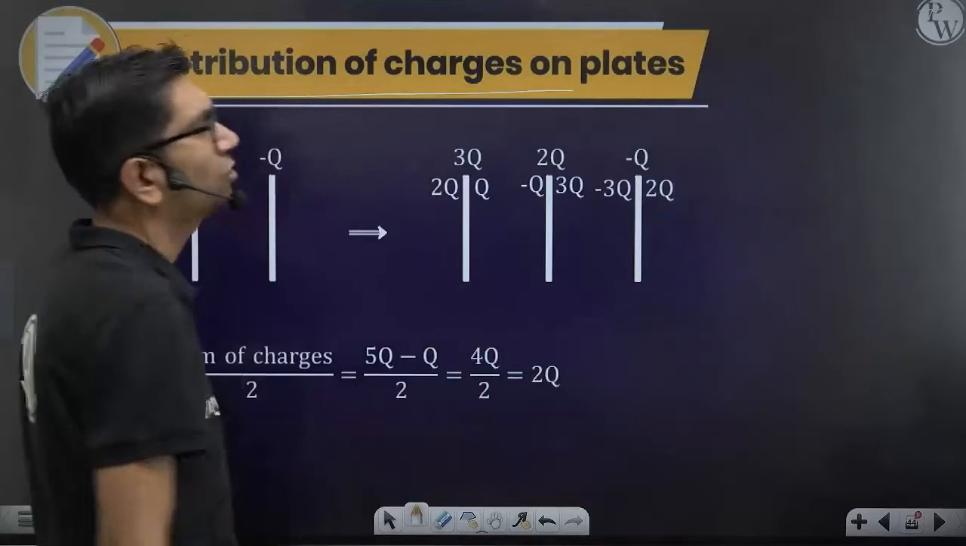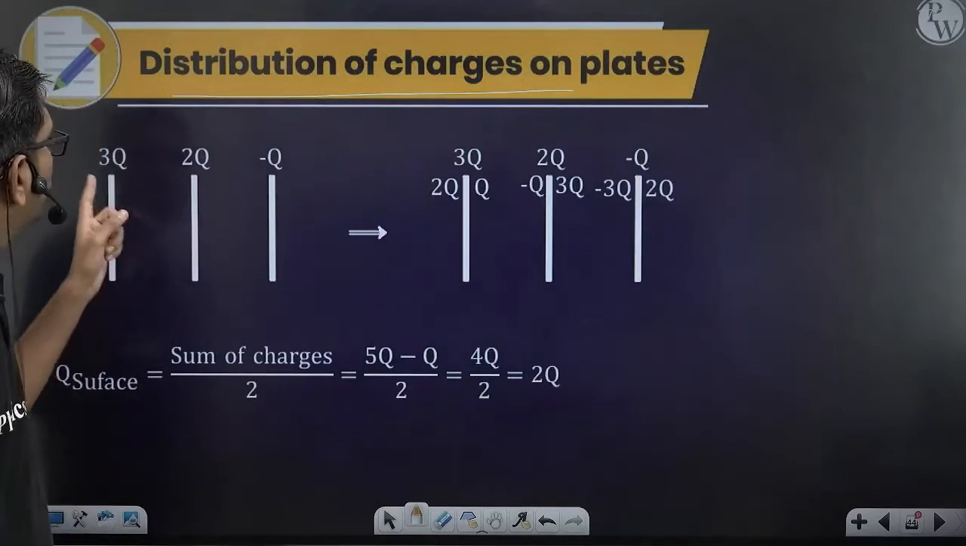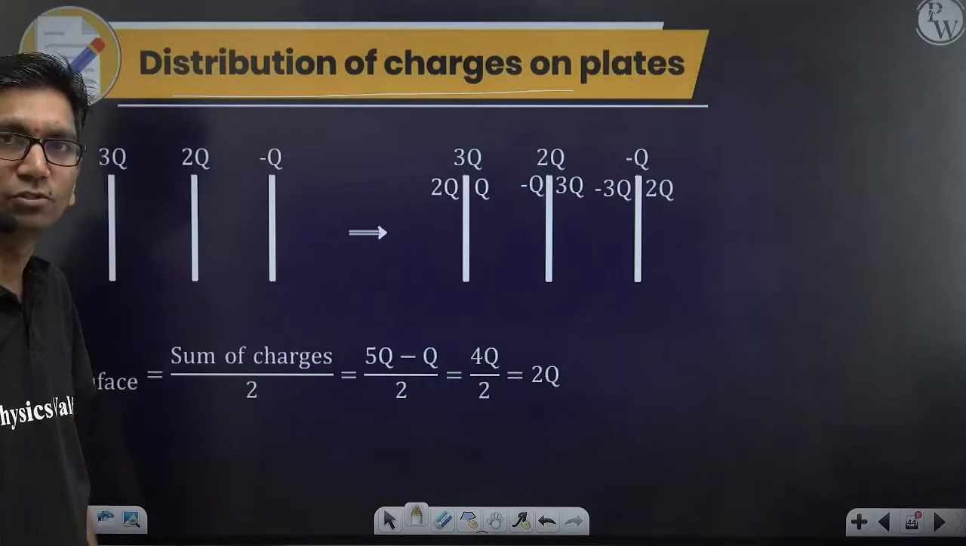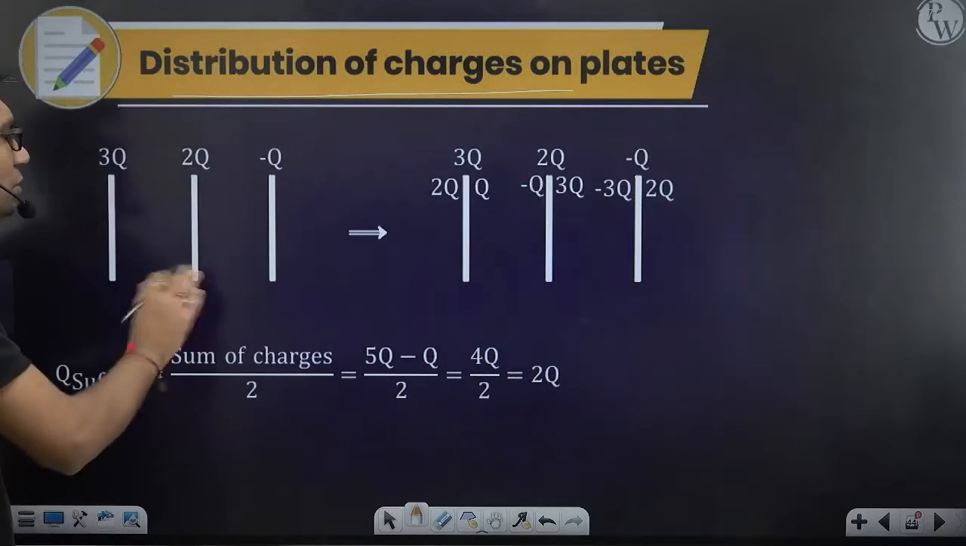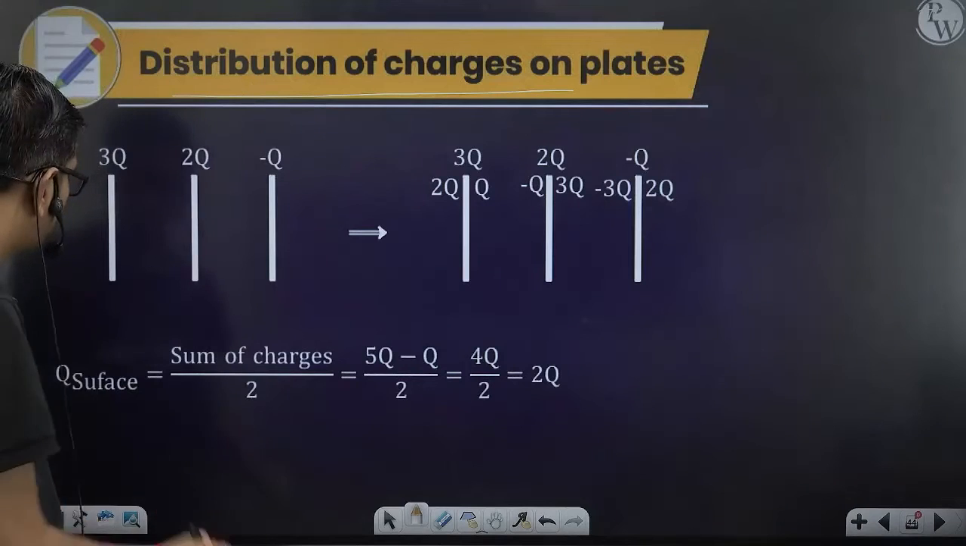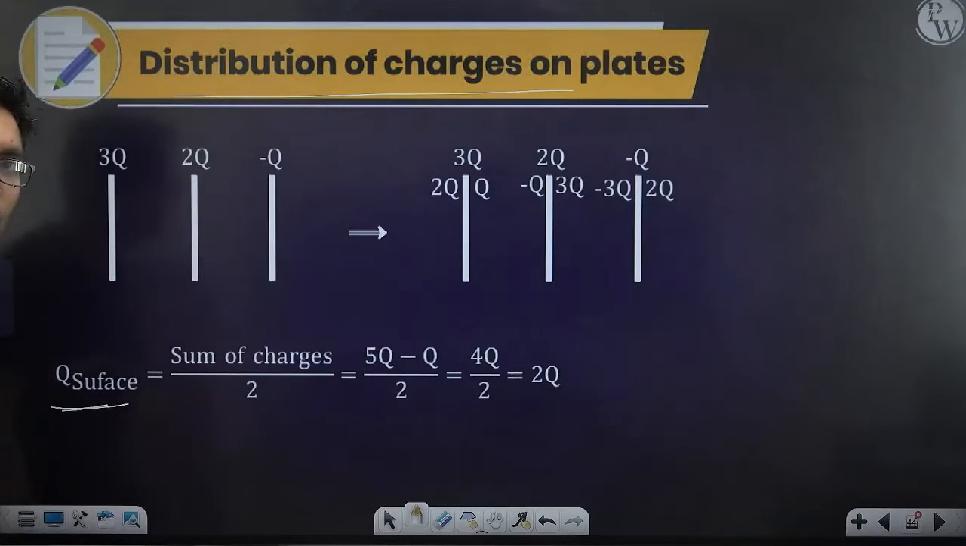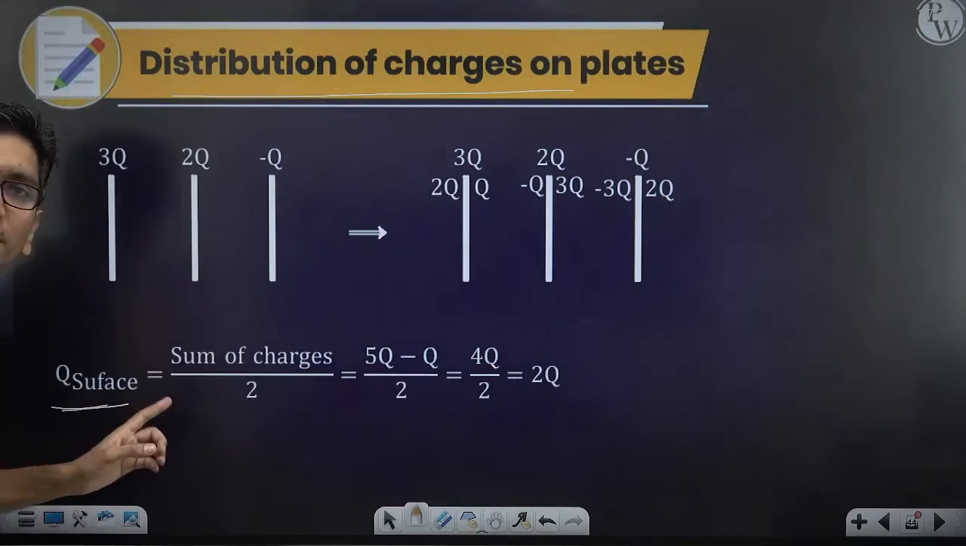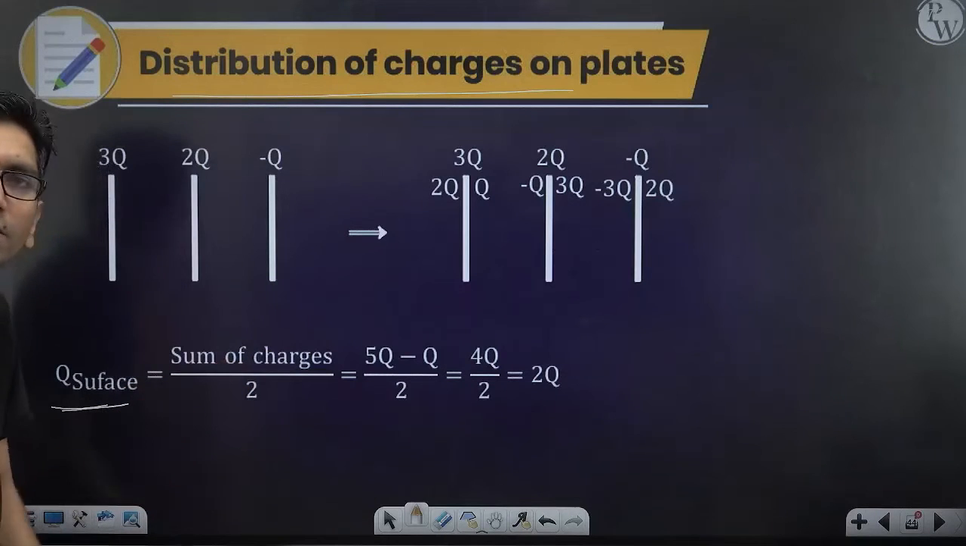Distribution of charge on plates. Like this question you have observed, right? We have to find the distribution of charge on these plates. For this one, there is one trick, beta. Charge on the surfaces is equal to the sum of the charge divided by 2.